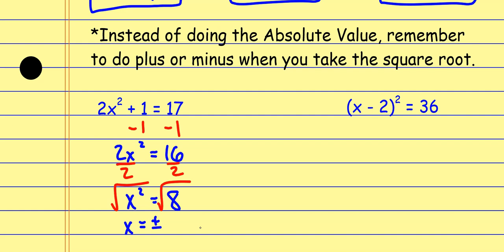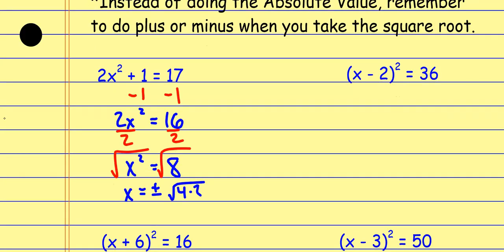And now I have to simplify the square root of 8. Remember, we break that down into 4 times 2. The square root of 4 is 2, so I get x equals plus or minus 2 root 2. And yes, we are going to be simplifying radicals. If I ask for an exact answer, I'm asking for this. I'm asking you to leave it in radical form. If I ask you to estimate, then of course you would plug it into a calculator and get a decimal.